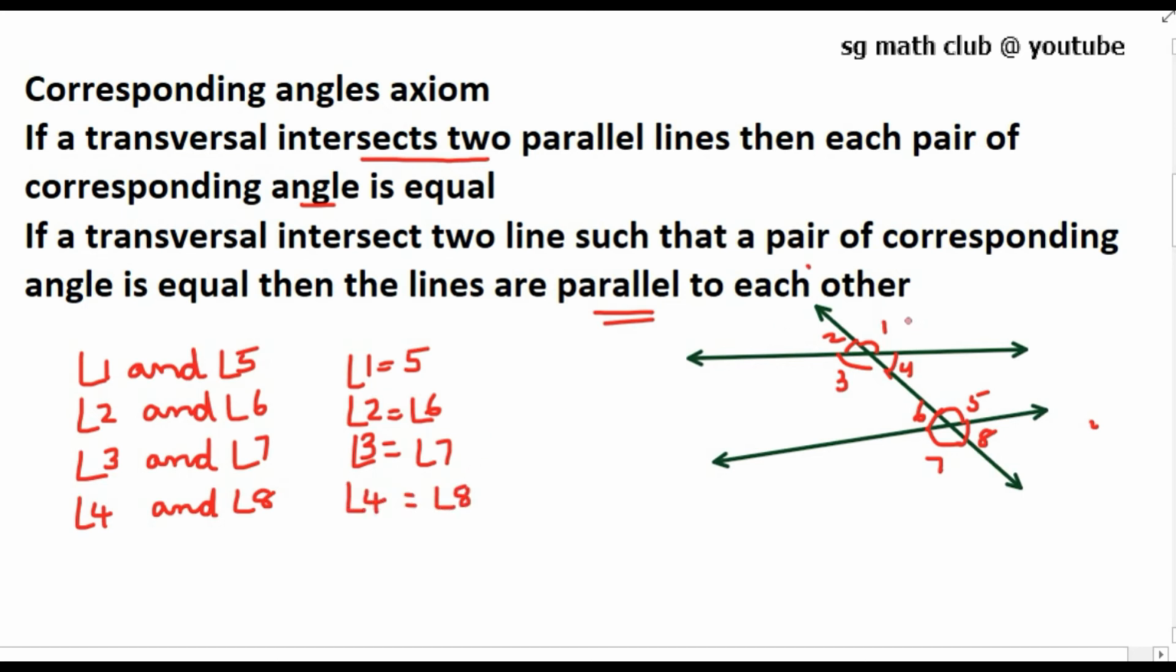That means if angle 1 is 50 degrees, the measurement of angle 1 is 50 degrees, angle 5 will also be 50 degrees. And if angle 2 is 130 degrees, angle 6 will also be 130 degrees. So that is the meaning. If a transversal intersects two parallel lines, then each pair of corresponding angles will be equal. Same way, if the transversal intersects two lines and if the pair of corresponding angles are equal, then we can say that the lines are parallel to each other. Actually, this statement is the converse of the corresponding angle axiom.